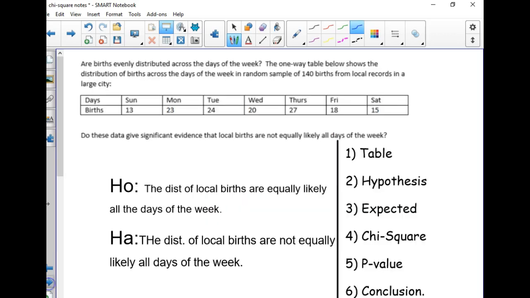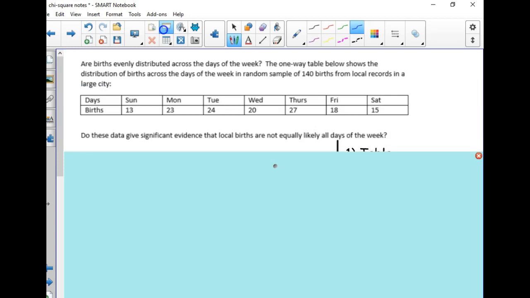So let's practice that, this number one quickly. I'm gonna kind of cruise through the first 4 steps because we've done it before. And then we'll finish up step 5 and step 6, which is new. So step 5 is finding the p-value. Step 6 is drawing the conclusion.